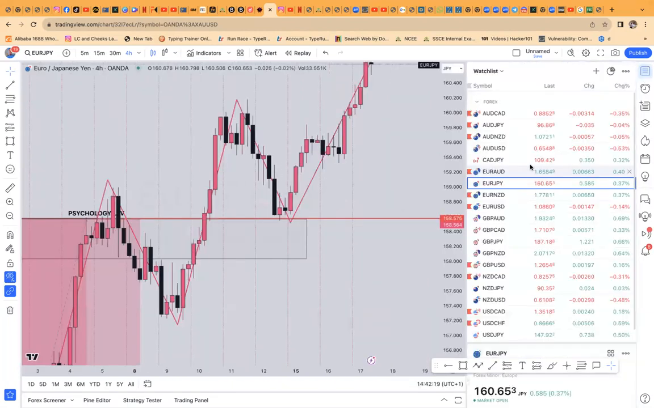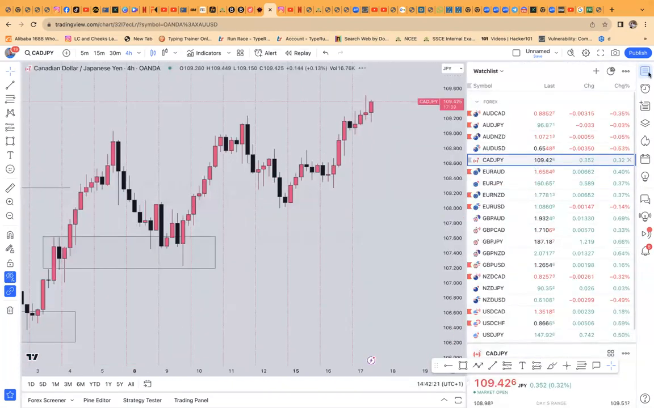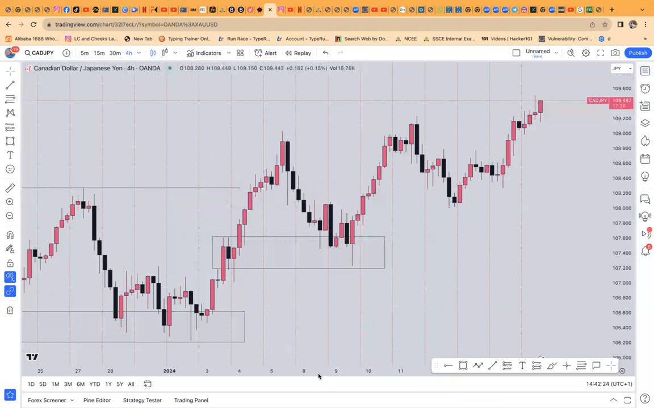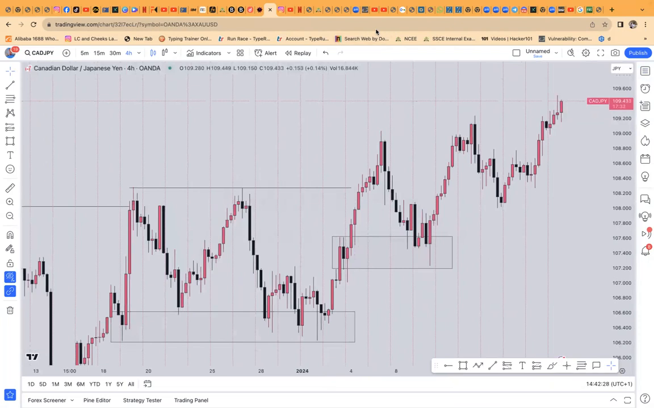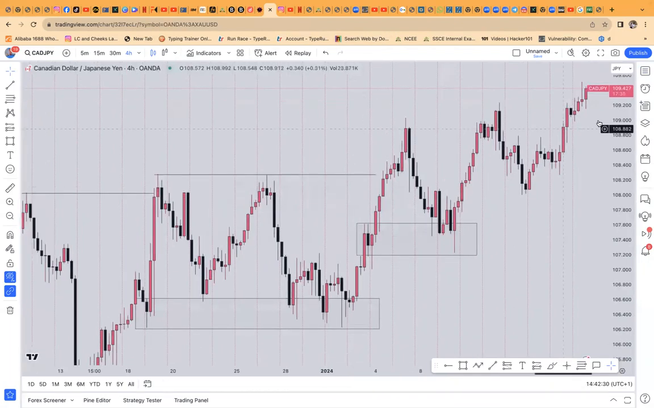Hence, let's go back to our CAD JPY and see more explanation on that. We have done Euro JPY, showed you an example on that. Now let's look at this guy.